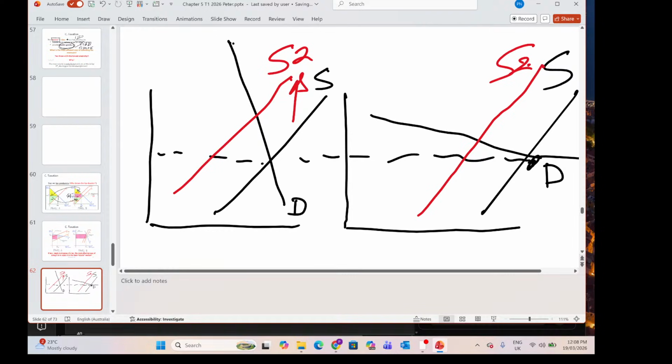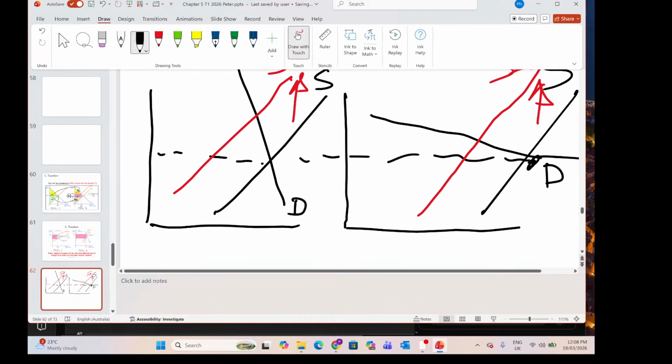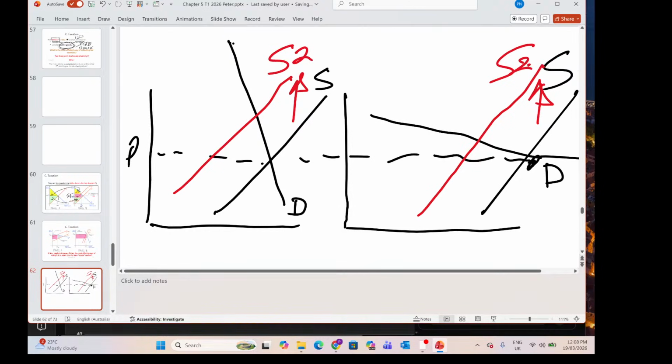So now both goods, what do they have in common? They have a lot in common at the moment, right? The price is the same. The shape of the supply curve is the same. The tax is the same.